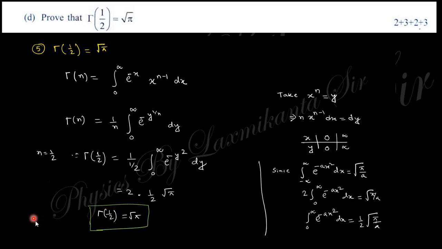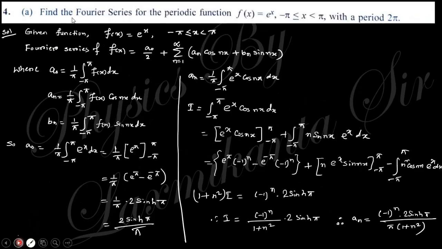Clear? Go to the next one. Find the Fourier series of the periodic function f of x equal to e to the power x within this period. So, this is the formula of Fourier series expansion: a0, an, bn.